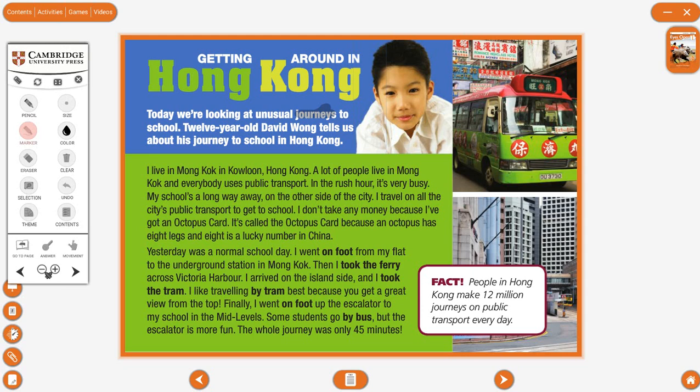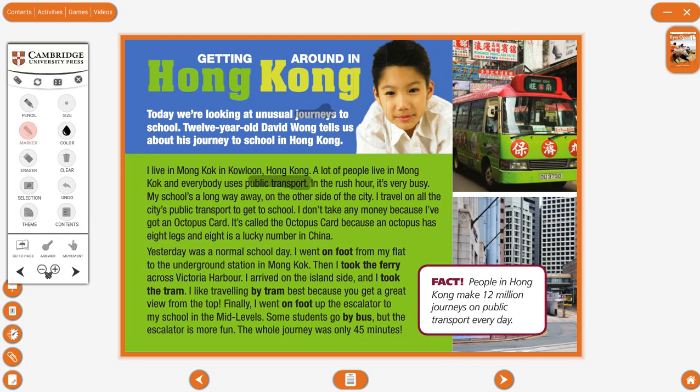I live in Hong Kong. Look at the map and find Hong Kong, please. I live in Hong Kong, in Kowloon. A lot of people live in Hong Kong and everybody uses public transport. Public transport in Turkish means toplu taşıma araçları. Please write the meaning of public transport.